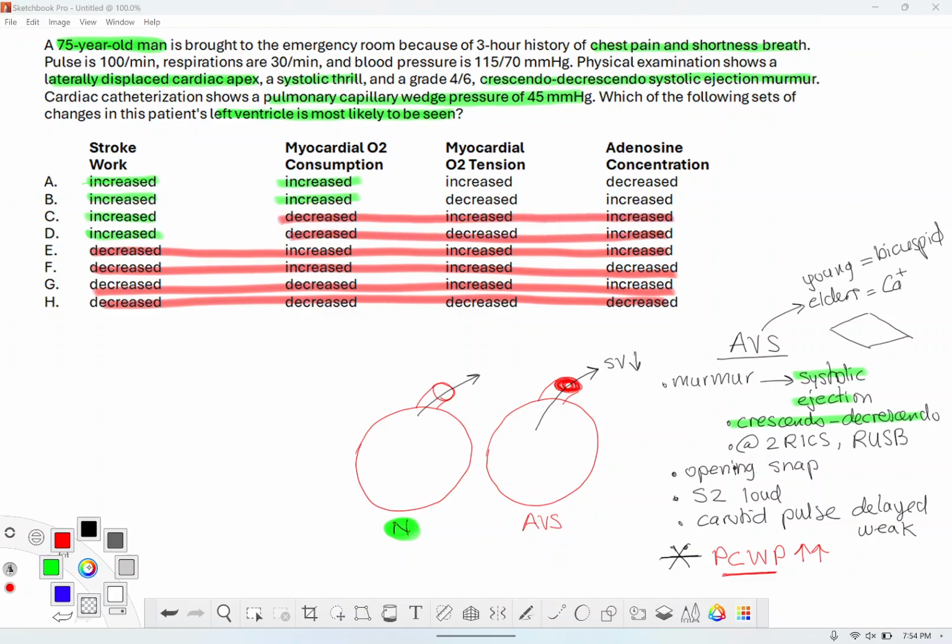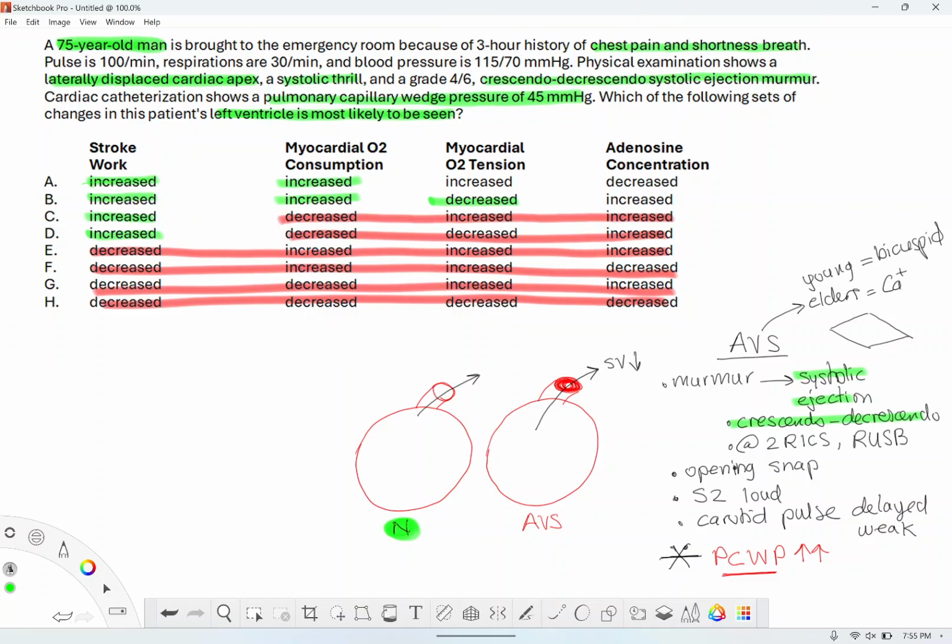Let's keep moving. Okay, myocardial oxygen tension. The tension within the myocardium should be decreased because there's more oxygen coming. So that should be decreased. There you go, we already know our answer. It should be B.